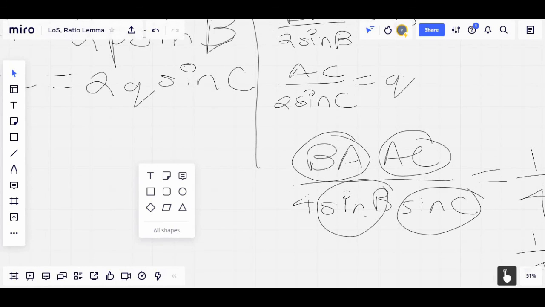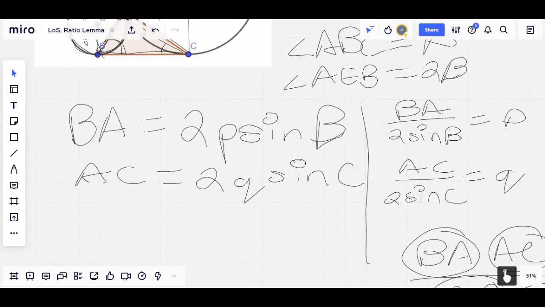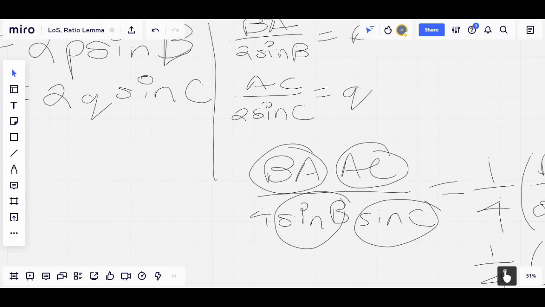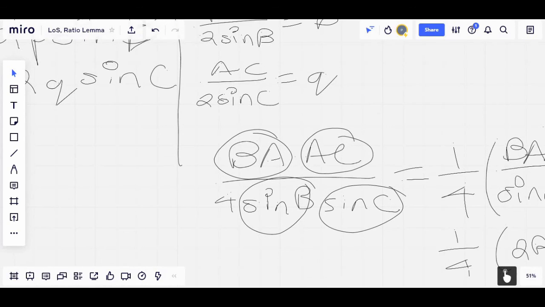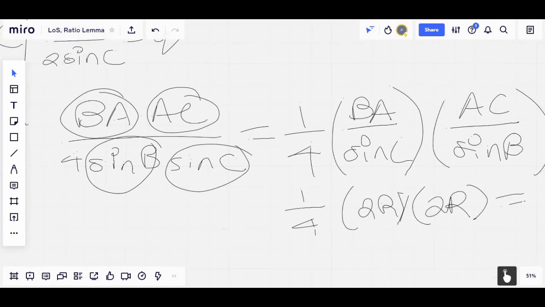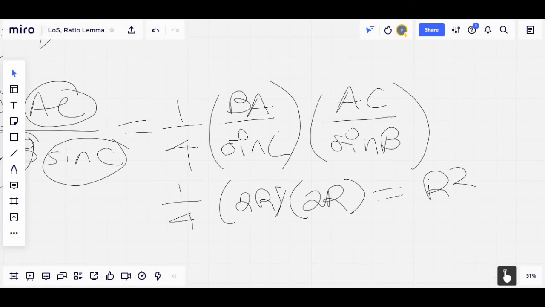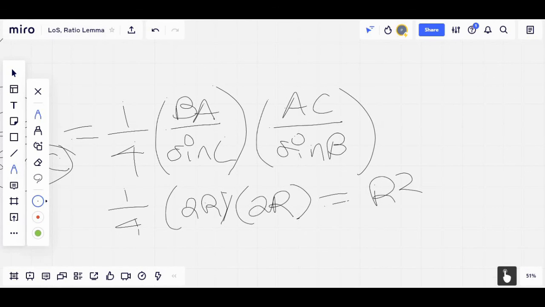So basically what we did here was we solved for P and Q using basic angles and the proof of the law of sines. Then we just found PQ in terms of BA and AC, and some angles. Then we just multiplied it. We refactored it so that we can actually apply the extended law of sines. And at the end, we ended up with a clear R squared.